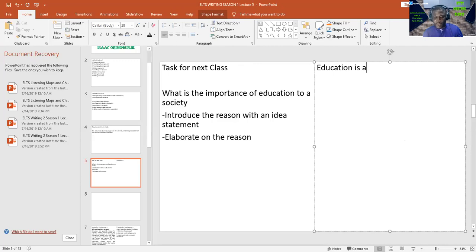Education is a very important tool. What do I want to use now for developing human capital or resources of a nation? Okay, so education is a very important tool for developing human capital of a nation. Education gives us knowledge, it develops one's perspective.